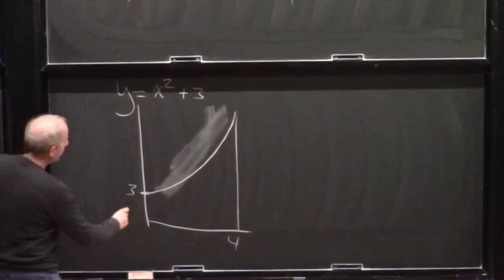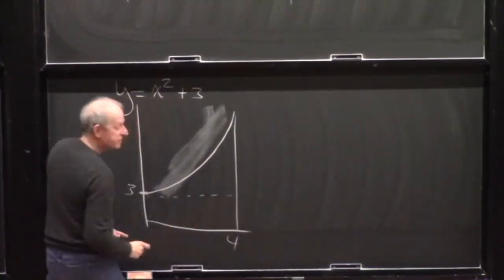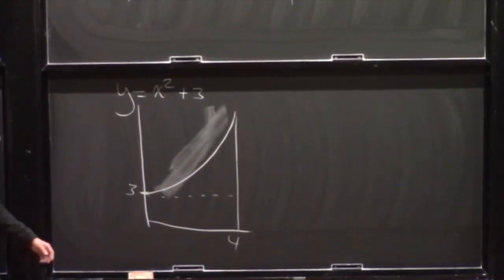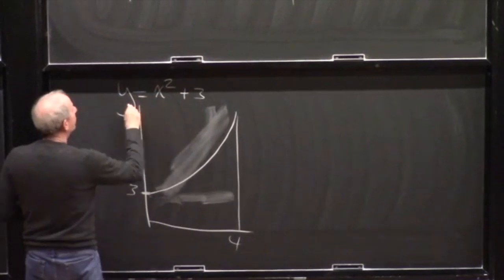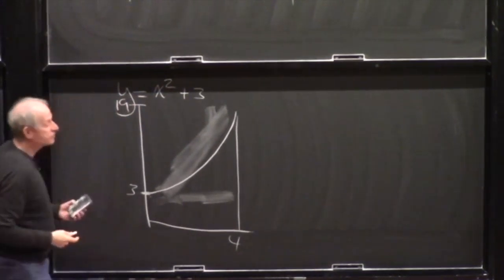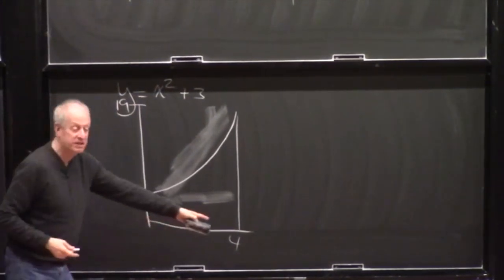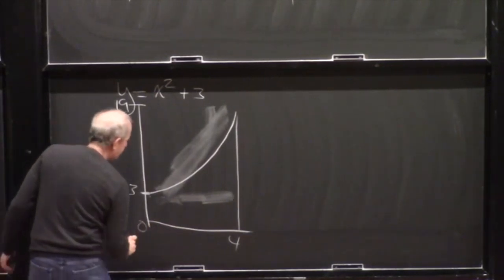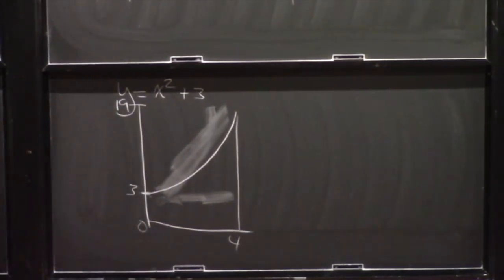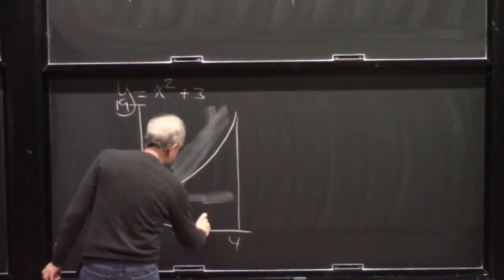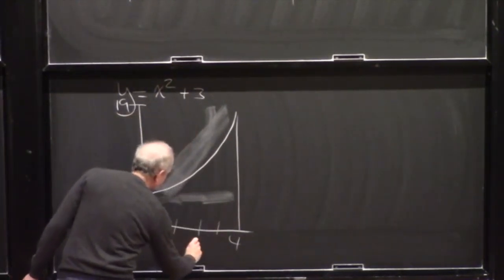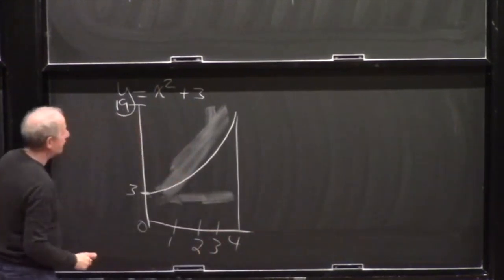Well, this rectangle is 3 times 4 is 12, so it's certainly more than 12. And 4 squared plus 3 is 19, so it's certainly less than 4 times 19. So it's somewhere in the middle. So say, okay, I'm going to use 4 rectangles. 4 is a nice number. It's not too stressful. So I'm going to cut this x-axis at 1, 2, and 3.